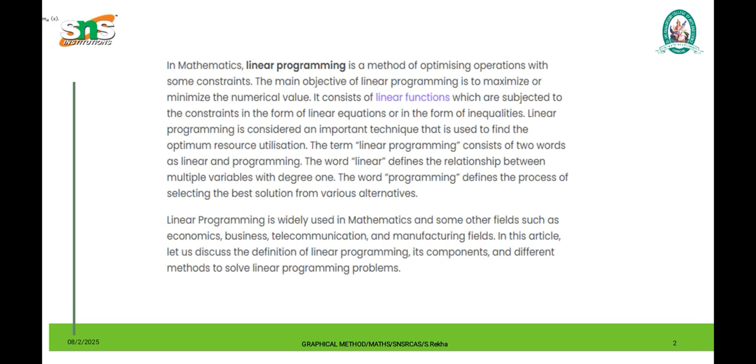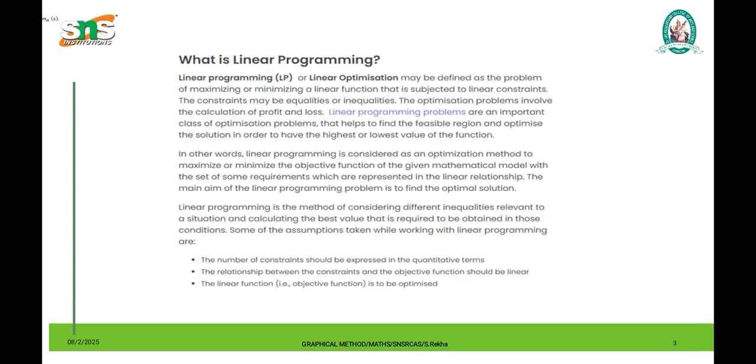There are different methods to solve the linear programming problem, because programming means the process of selecting the best solution from various alternatives. Linear means a relation between multiple variables. So what is linear programming? Linear programming is a method of considering different inequalities relevant to the situation and calculating the best value required to be obtained under those conditions. There will be a number of constraints, and the relations between the constraints and the objective function should be linear, and the linear function is to be optimized.